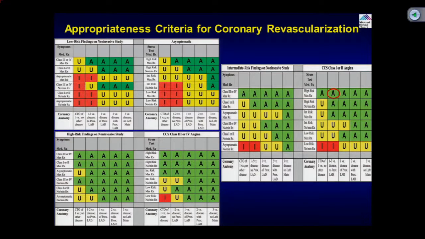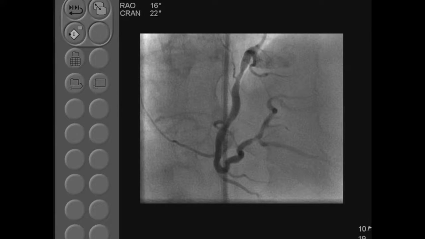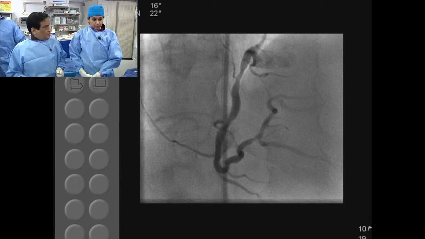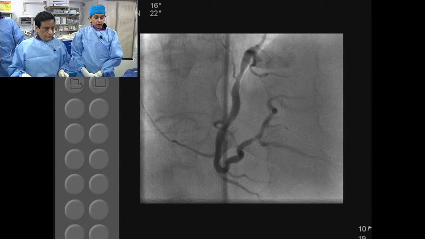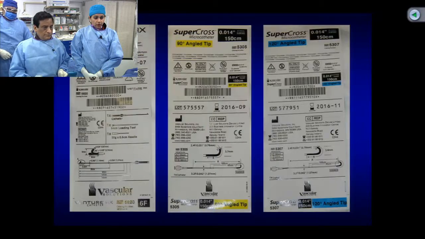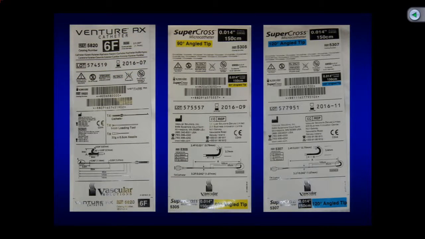Okay, so that will be our plan in this particular case, and while we are getting ready, maybe I will ask Anu which angulated catheter will be your choice in this particular case, Anu? If you can go back to that picture of all those catheters, yeah. So let us go over these newer catheters.